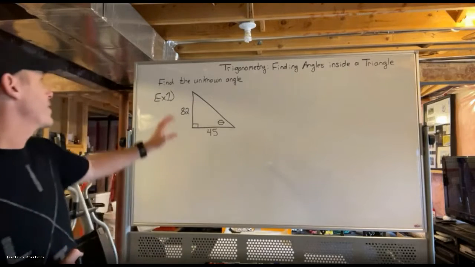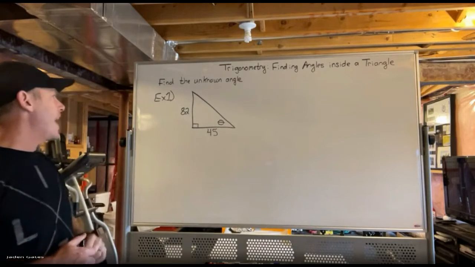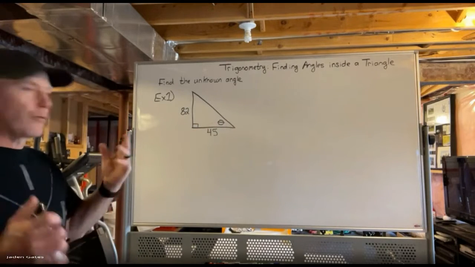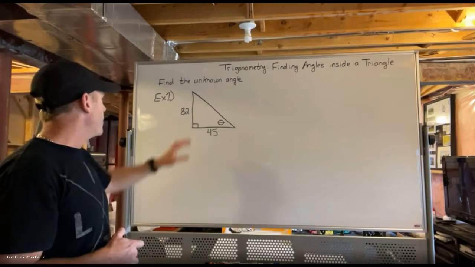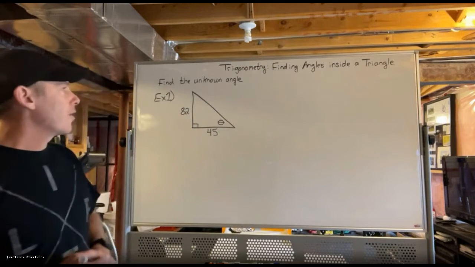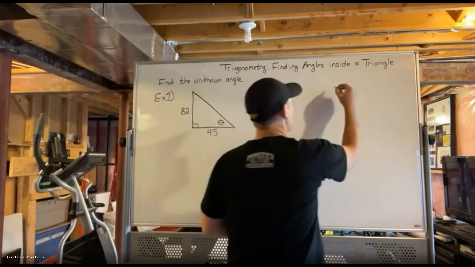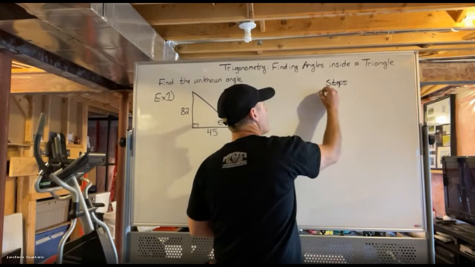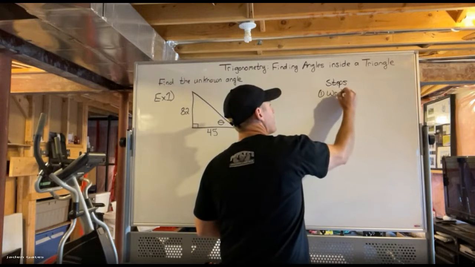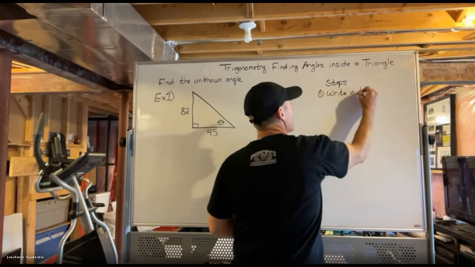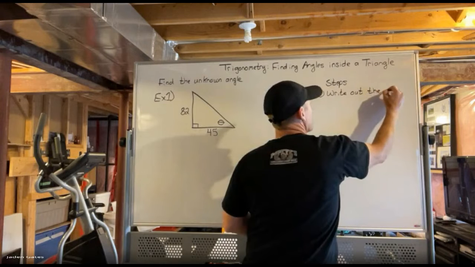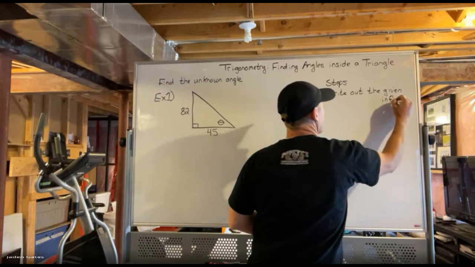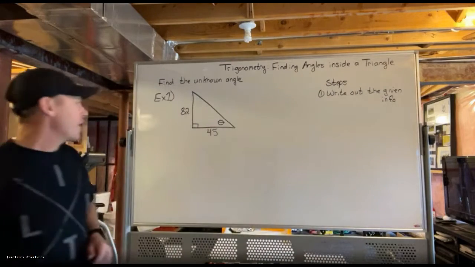And so in my first example here, I want to find the unknown angle, which again I call theta, which is some Greek letter. And we have two sides given. All right, so our steps, just like before, are going to be the same. The first one is write out the given information. So you got to figure out what you have.